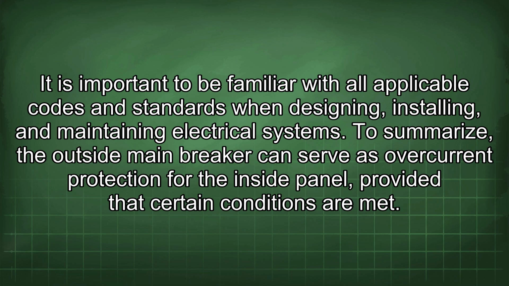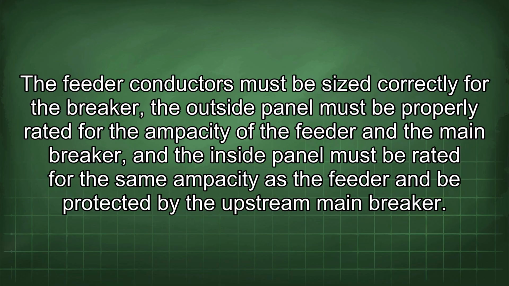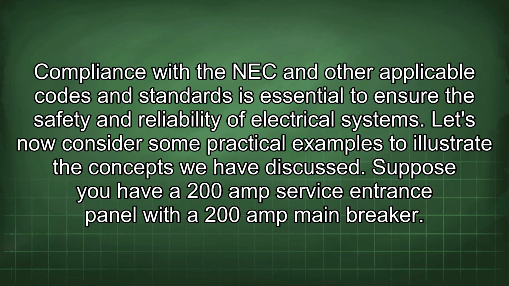To summarize, the outside main breaker can serve as overcurrent protection for the inside panel, provided that certain conditions are met. The feeder conductors must be sized correctly for the breaker, the outside panel must be properly rated for the ampacity of the feeder and the main breaker, and the inside panel must be rated for the same ampacity as the feeder and be protected by the upstream main breaker. Compliance with the NEC and other applicable codes and standards is essential to ensure the safety and reliability of electrical systems. Let's now consider some practical examples to illustrate the concepts we have discussed.